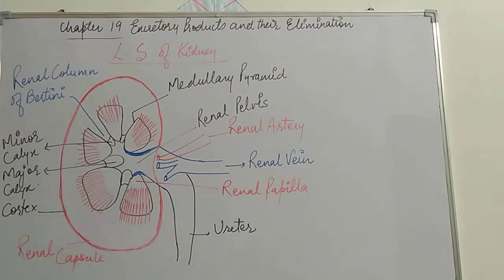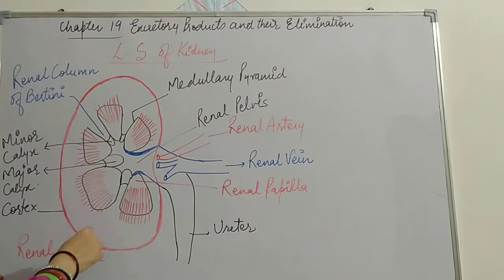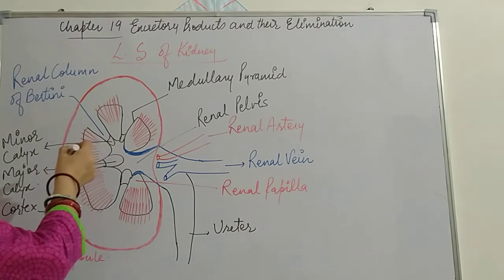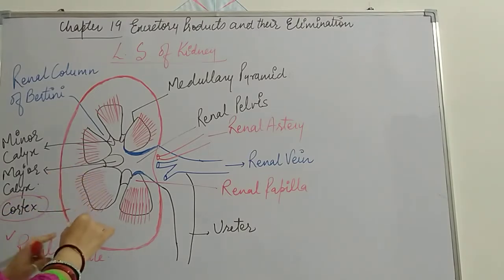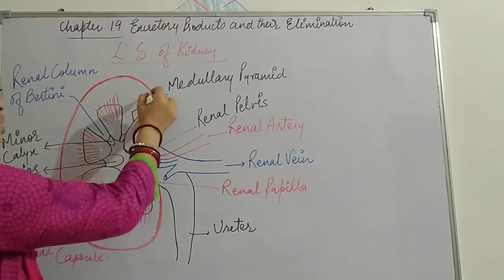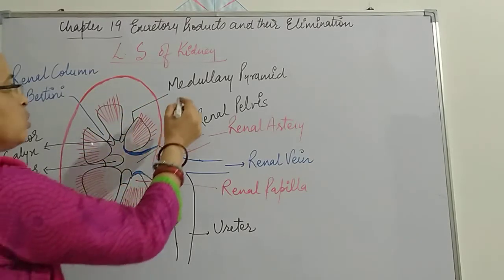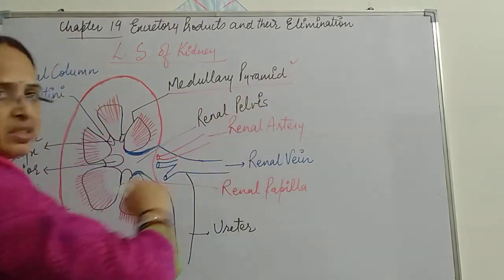Now students, here we are having the longitudinal section of the kidney. This is the diagram. Just have a look over here properly at all the labelings. So see here, this is the kidney, and this outer covering of the kidney is called the renal capsule. The kidney is divided into two parts, the outer cortex part and the inner medulla part. The outer region is called the cortex region, and the inner pyramid shaped structures are located in the medulla region, so they are called medullary pyramids.